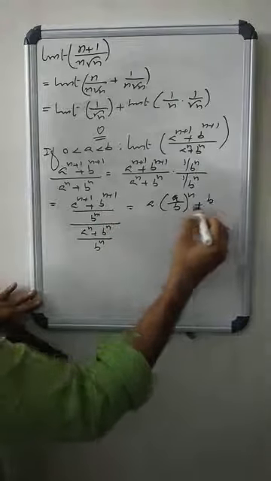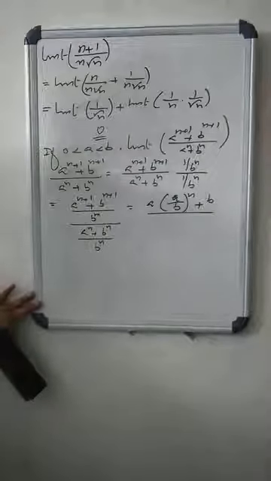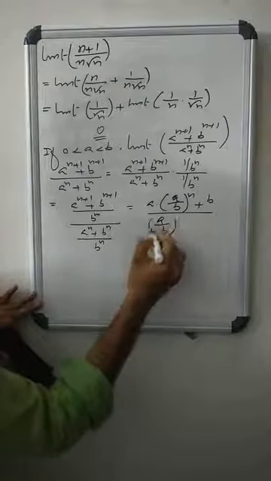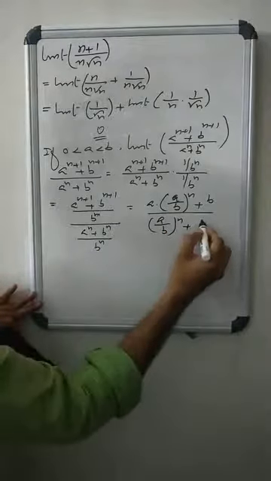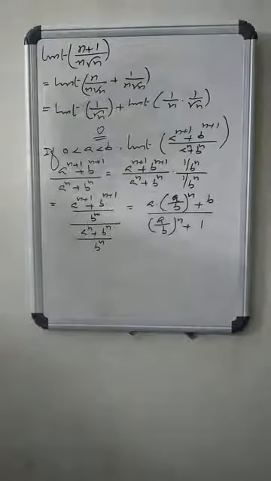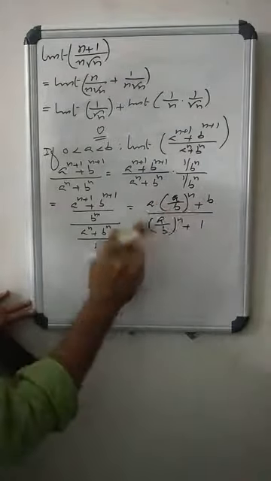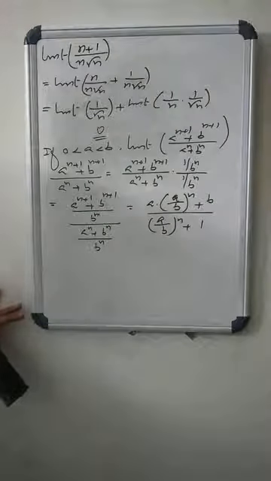The denominator is (a^n + b^n) / b^n, that is (a/b)^n plus b^n/b^n, that is 1. Term by term splitting gives: a into (a/b)^n plus b, all divided by (a/b)^n plus 1.